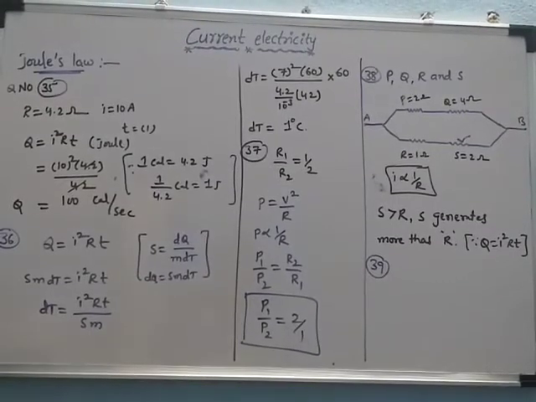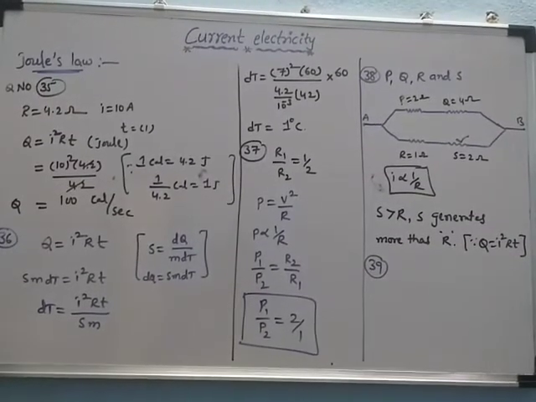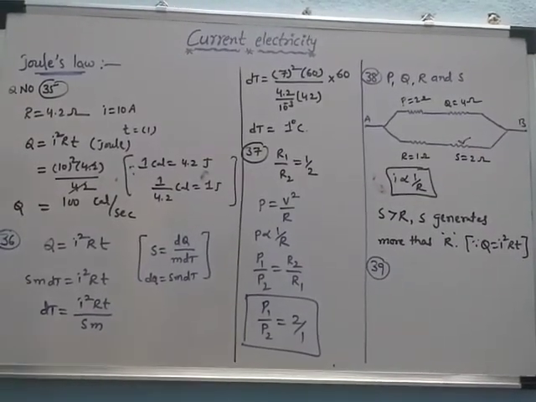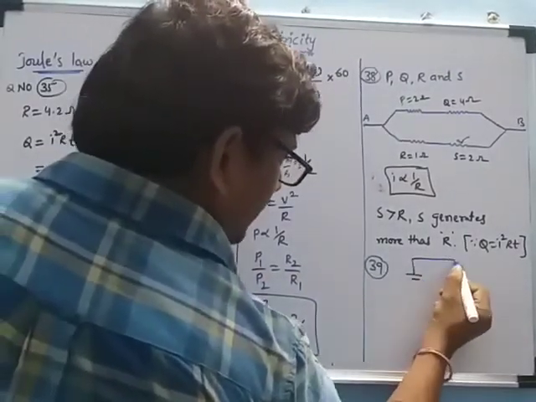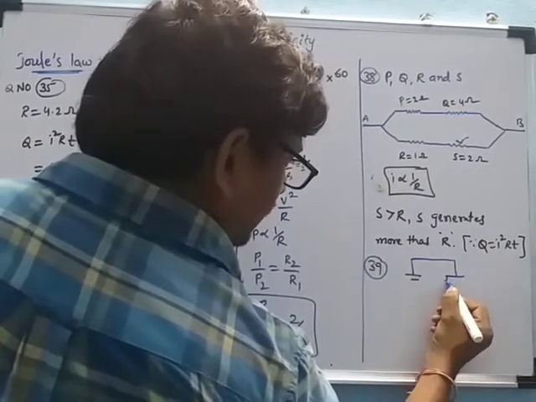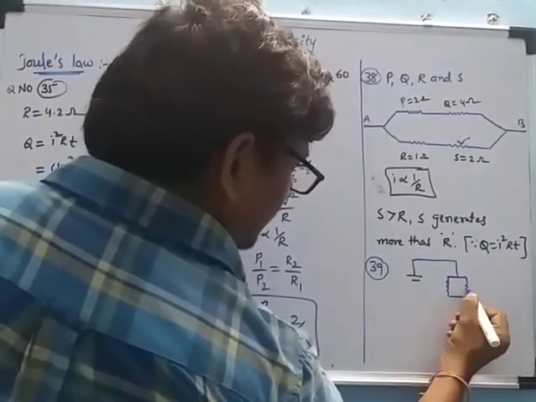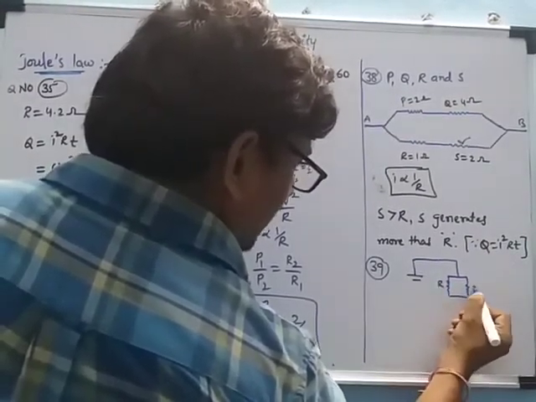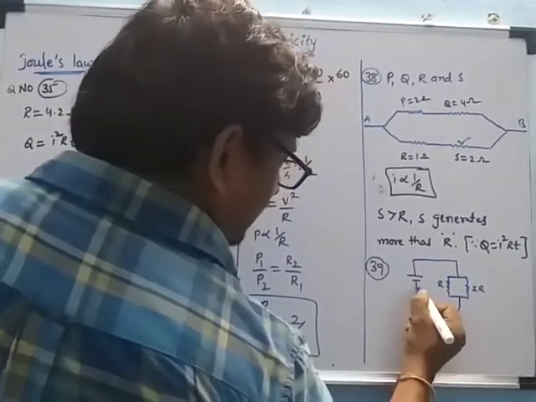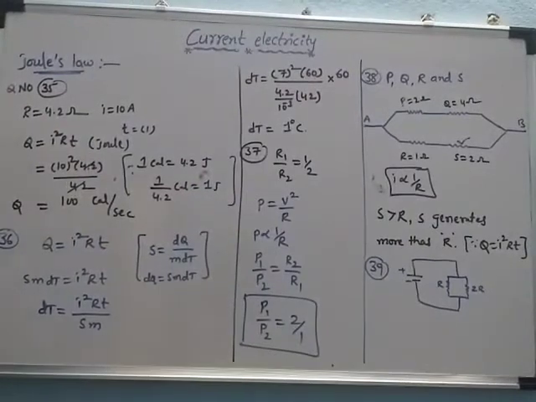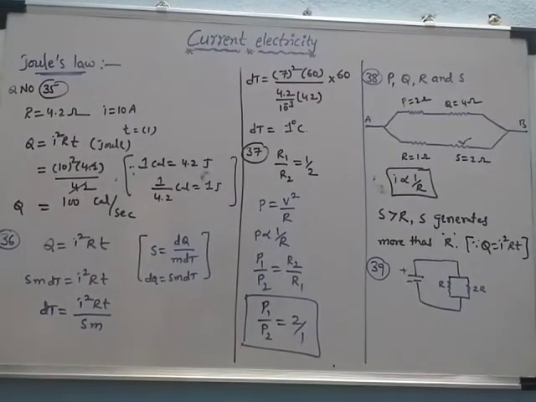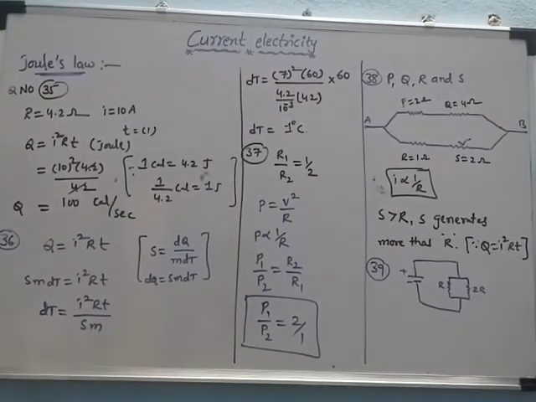What is the ratio of heat generated in R and 2R? Now here is given the circuit diagram. This is the EMF and here two resistances are connected. See, one is R, another one is 2R. E is connected to the battery of EMF, positive and negative. What is the ratio of heat generated in R and 2R?